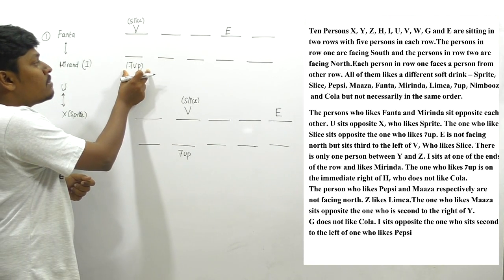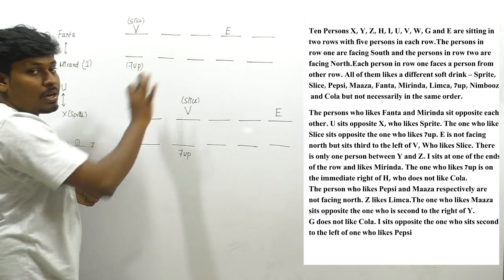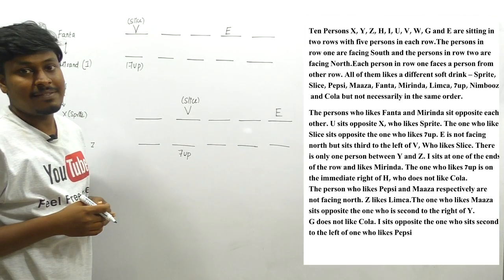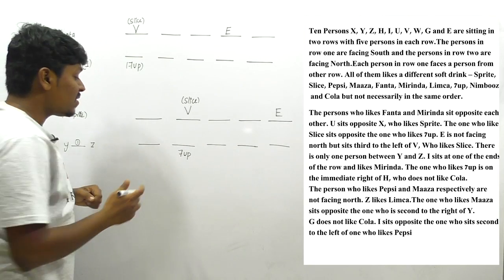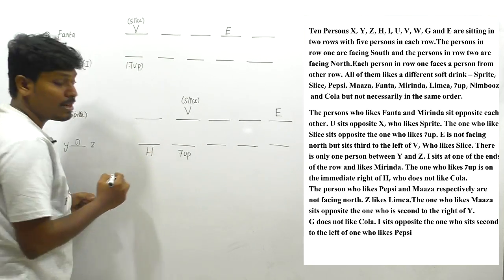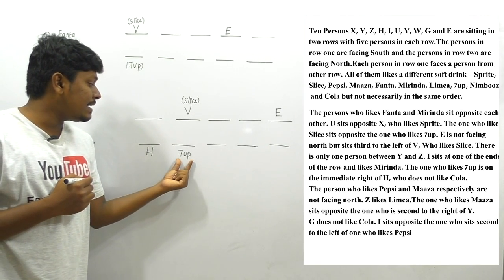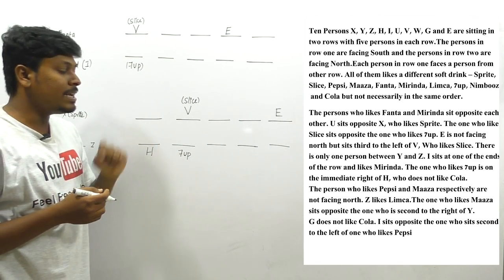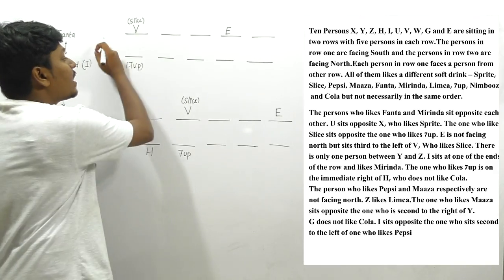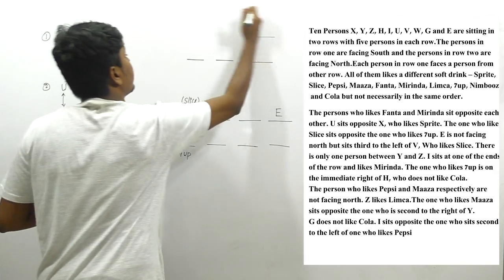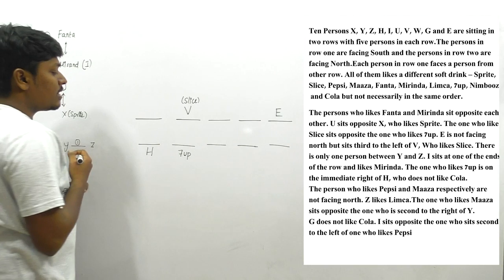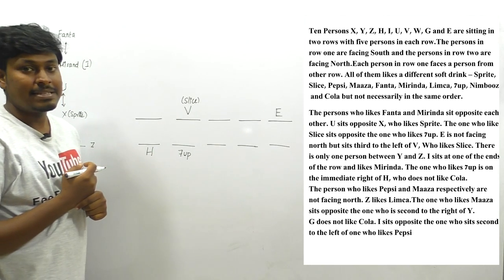So in condition number 1, we can't draw H, right? H is ruled out of the arrangement. So I can definitely say that H should come here. Only then 7-Up can be placed on H's right hand side. So now condition number 2 is satisfied, where condition number 1 is completely eliminated, right? So we can eliminate condition number 1. So 7-Up is on H's right hand side.